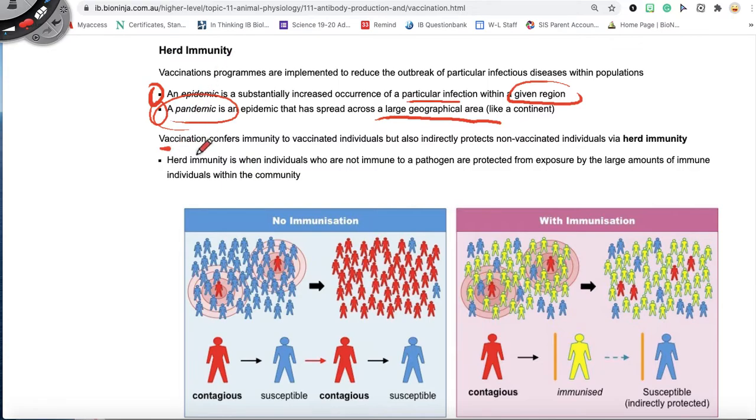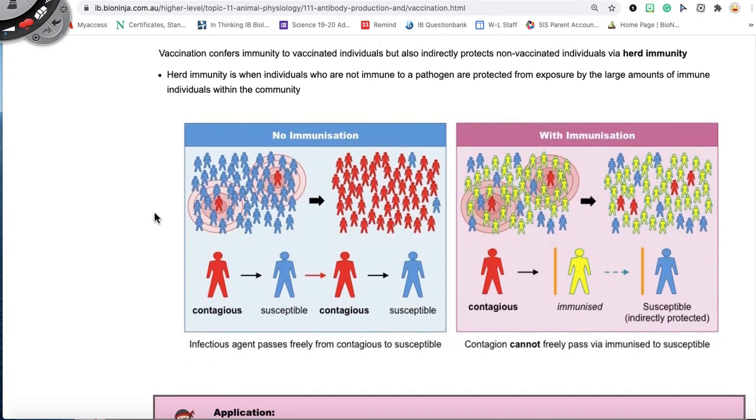So, how does vaccination allow for herd immunity? Herd immunity is when individuals who are not immune to a pathogen are protected from exposure by the large amounts of immune individuals within the community. Sometimes people cannot get vaccinated because either they're too young or they have a compromised immune system. So, what happens when the majority of people are not immunized?